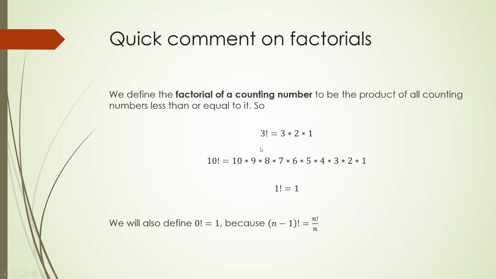So 3 factorial, that's 3 times 2 times 1. 10 factorial is, well, 10 times 9 times 8 times 7. You get the idea. All the way down to times 2 times 1. 1 factorial is a thing. It's just 1. And then also, just because sometimes we'll need this, by definition, 0 factorial, that's also 1. Just go with me on this one. The short explanation is because we go down to the next number by dividing by the previous, and that's how we can do factorials. And so 0 factorial does have mathematical meaning.